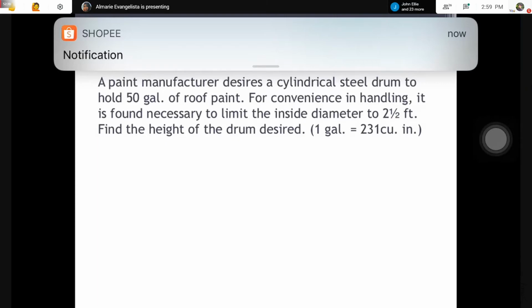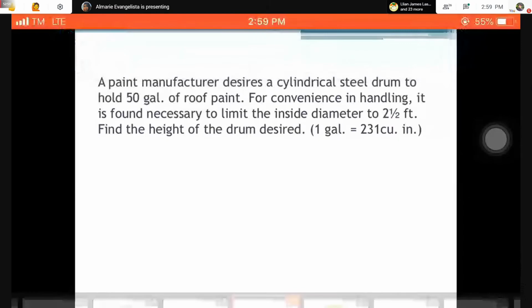So, try nyo din, try nyo muna sagutan. Tapos, check natin kung tama. Kaya yan, madali lang yan. Para lang din yan yung kanina. Yung height yung nawawala. So, go guys.